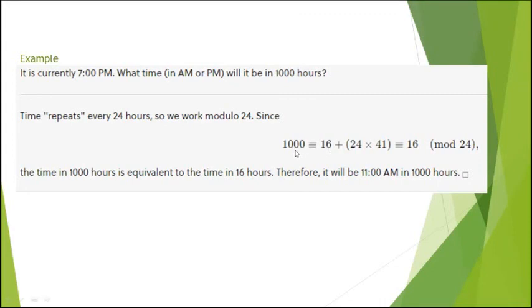So, they are congruent, which means this is your remainder. So, it's congruent to 16 mod 24. So, therefore, the time in 1000 hours is equivalent to the time in 1600 hours. Therefore, it will be 11 a.m. in 1000 hours. So, that is 7 p.m. plus 12 magiging 7 a.m. Plus 4 hours, because we're referring here to 16 hours, kaya naging 11 p.m. po siya.